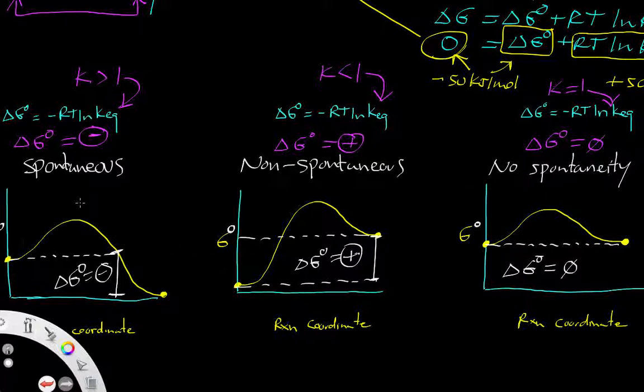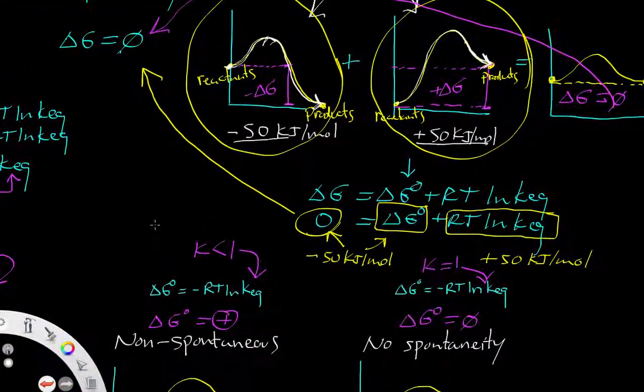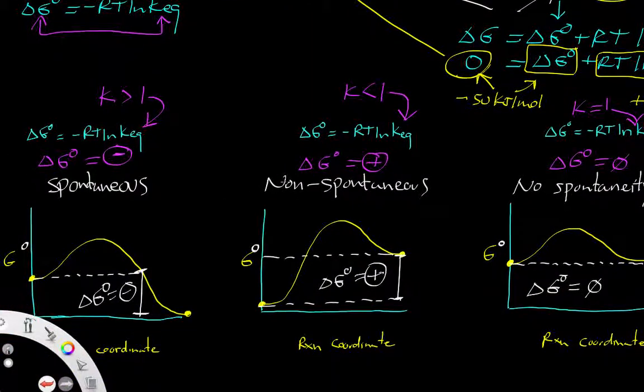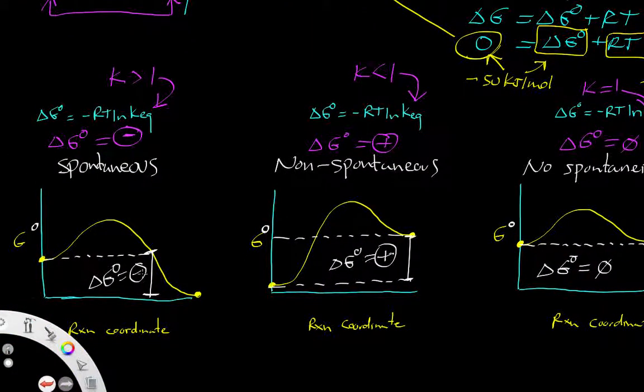So you can see that with these two reactions, the spontaneous and the non-spontaneous, somewhere along the lines they deviated from that 0 value mentioned up here. Remember, I was saying that if you have a negative 50 kilojoules per mole and a positive 50 kilojoules per mole, that should equal out to 0. But it didn't. Somewhere along the lines, we deviated from one of these values, and as a result we ended up with either a negative delta G standard or a positive delta G standard.